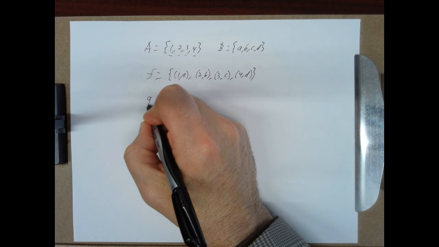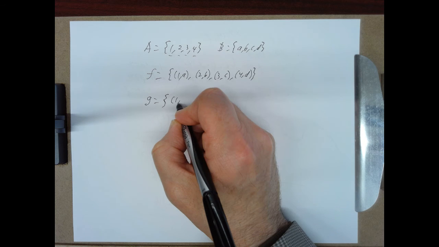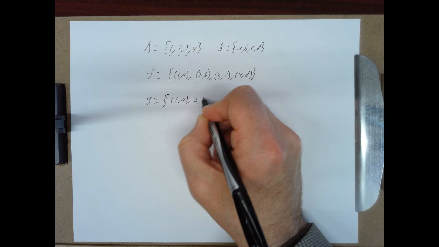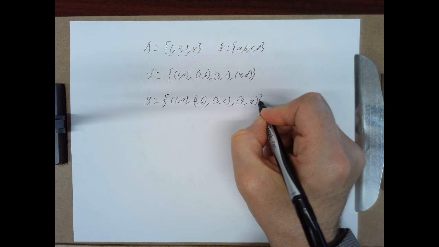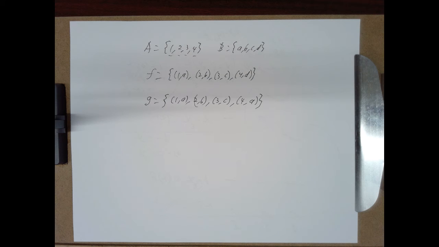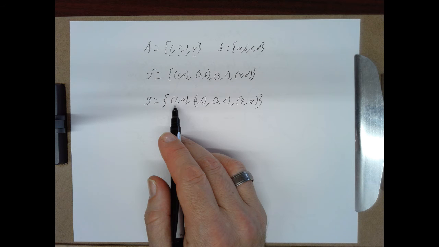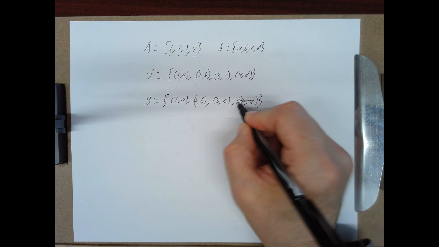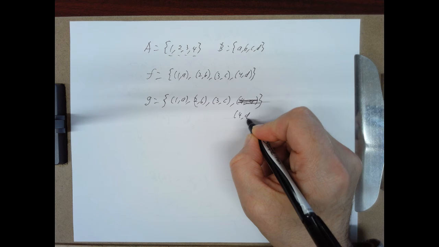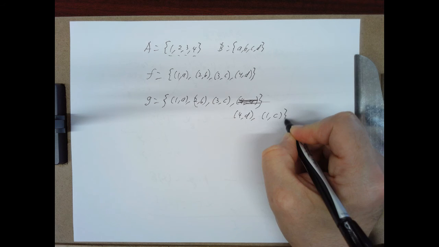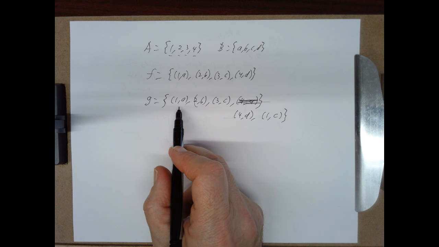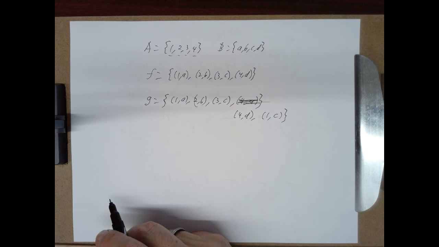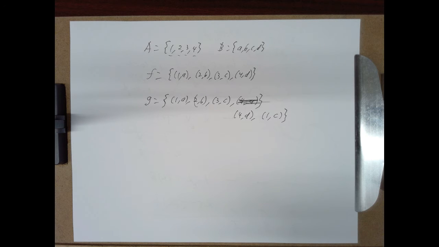But let's just write a bad function. Right, this is not a function because the points, oh, my bad. This is not a function because it's saying the point 1 is associated to both A and C. So it's trying to take the single point in the domain to two different points. It's not a function. It fails the vertical line test.